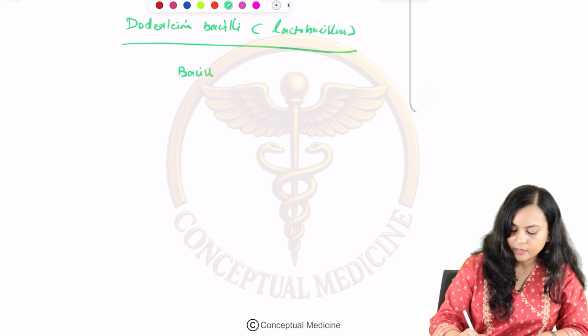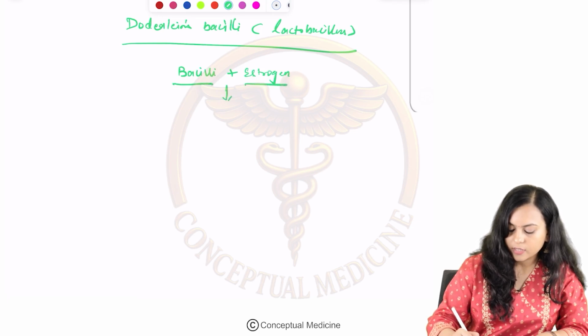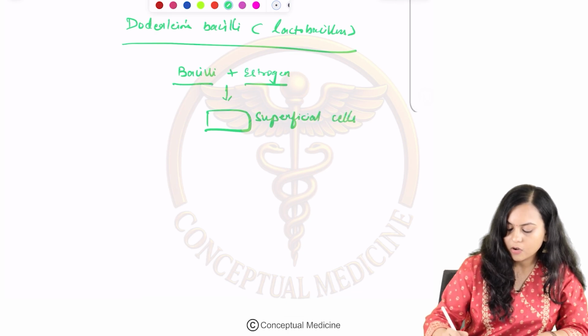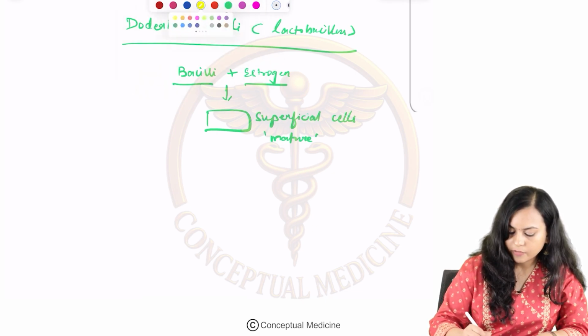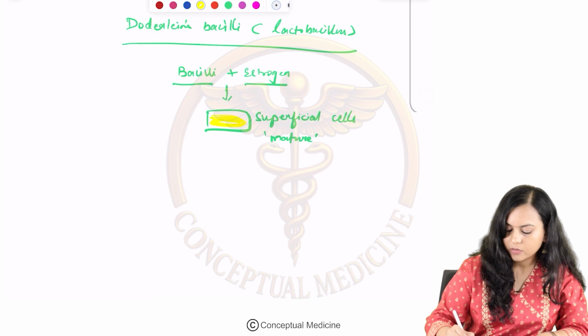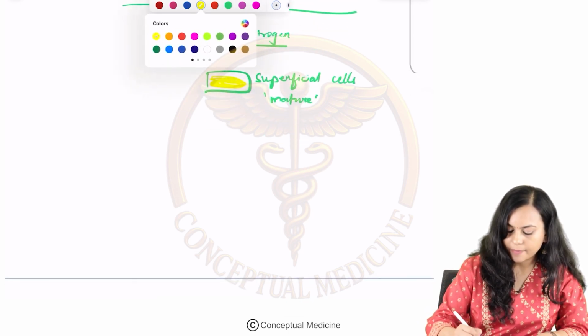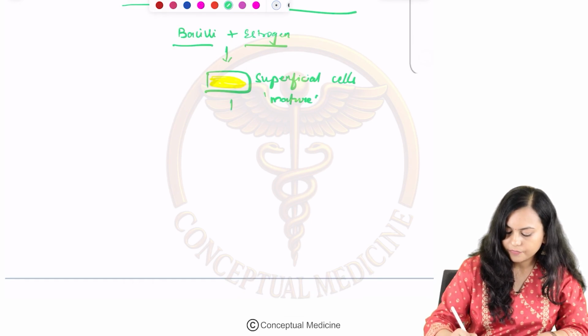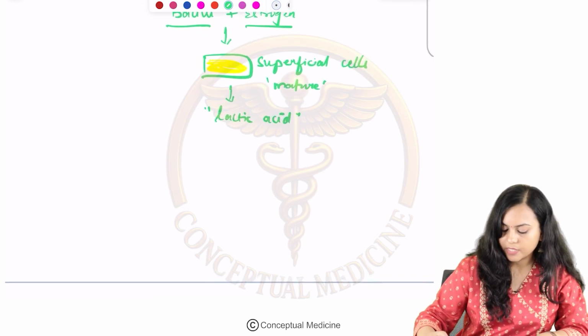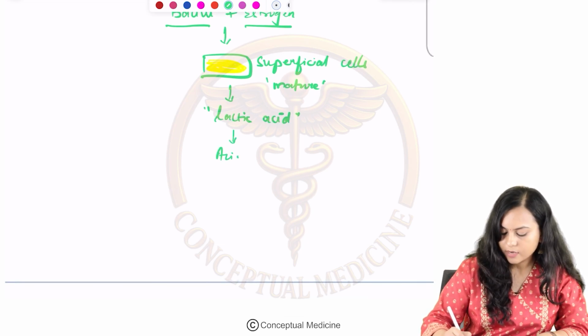Now, what does this bacillus basically do? This bacilli, along with the estrogen action, acts on the superficial cells. Superficial cells are also called mature cells because there is a larger amount of glycogen in these cells. Due to this action, there is production of lactic acid by these bacilli, and this gives an acidic environment in the vagina.